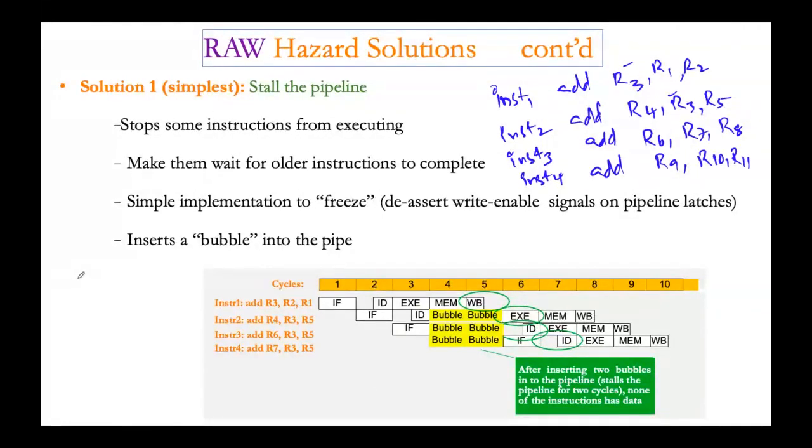For instruction 1, I can simply write the numbers here: 1, 2, 3, 4 instruction. Instruction 1, in cycle 1, goes into instruction fetching. In cycle 2, instruction decoding. In cycle 3, it enters into execution. In cycle 4, the memory access will be done. And in cycle 5, it goes for write back.